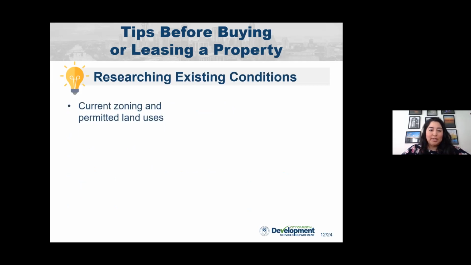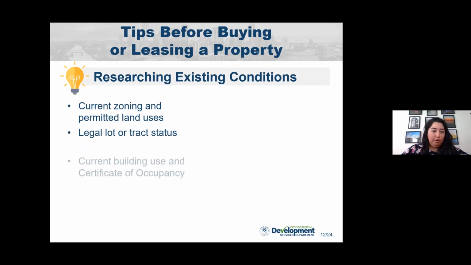When looking for red flags, you also want to research the property for existing conditions. You want to determine the current zoning and permitted land uses. If you don't have the proper zoning for your use and your use is prohibited, then you will need to rezone the property, which would have to be approved by City Council. You also want to determine if the property is a legal lot or tract. If it does not have a recorded plat or what's called a land status determination, an application will have to be submitted and approved through our department.